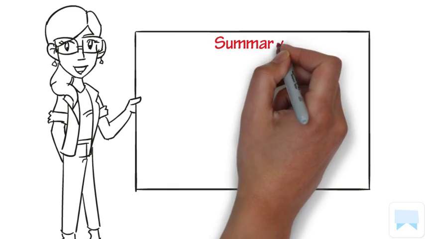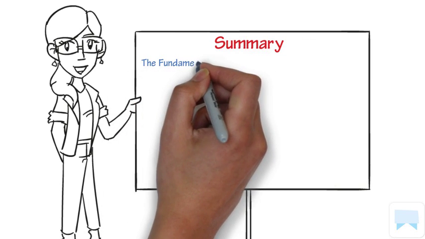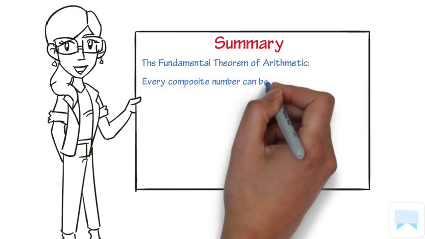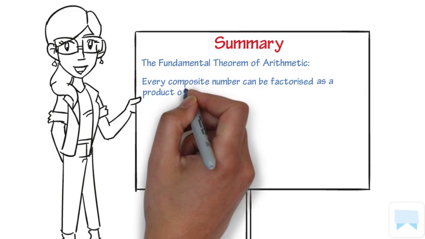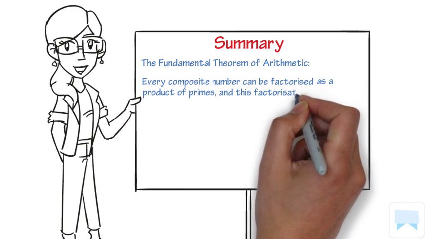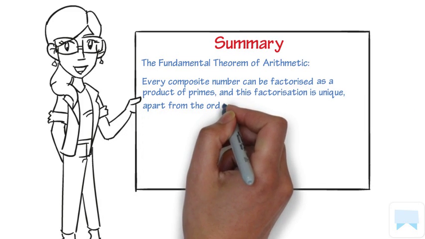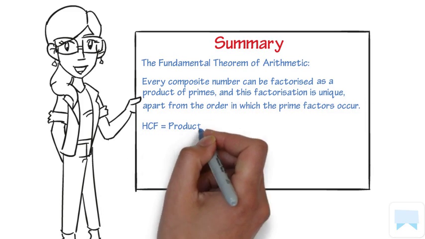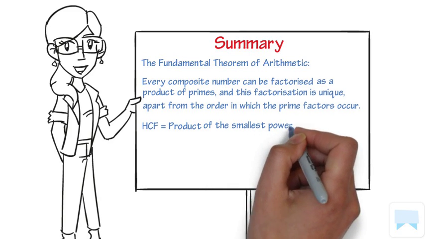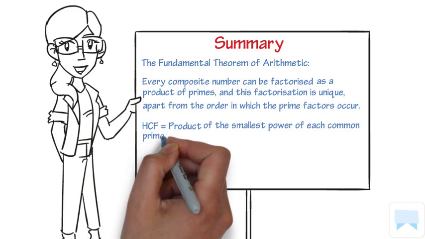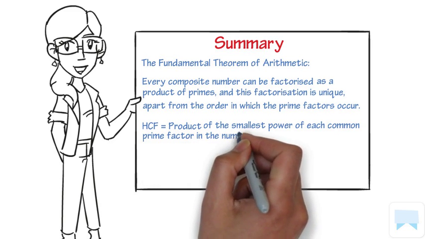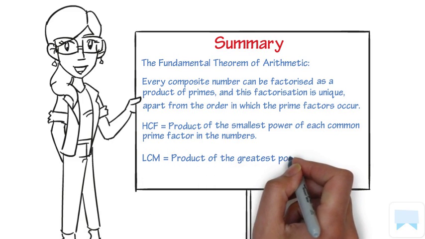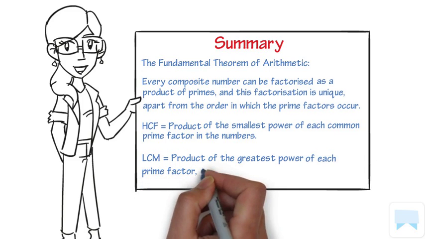Now, let's summarize what we have learned. The fundamental theorem of arithmetic states that every composite number can be factorized as a product of primes, and this factorization is unique, apart from the order in which the prime factors occur. HCF is the product of the smallest power of each common prime factor in the numbers. LCM is the product of the greatest power of each prime factor involved in the numbers.